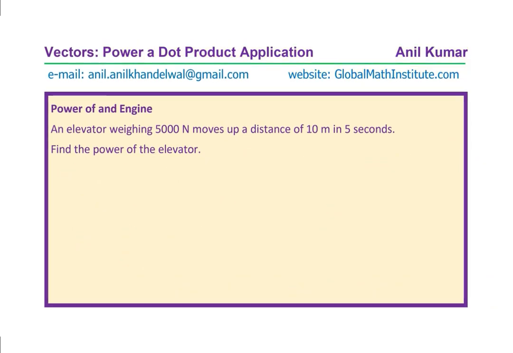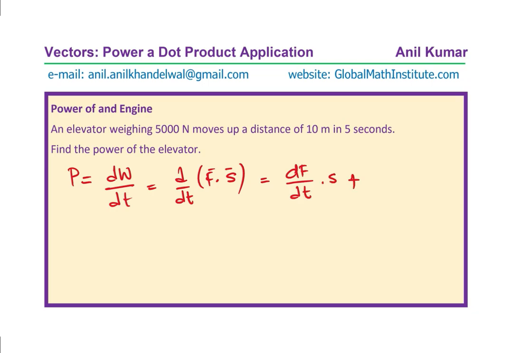So now, we know that power is rate of change of work, which is d/dt of force dot displacement, right? So it's a dot product. Now, if you do the derivative of these two, what do you get? You get the derivative of F with respect to time dot displacement plus F dot the derivative of displacement with time.